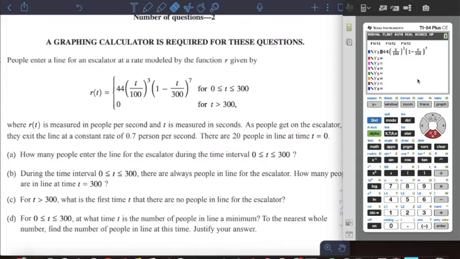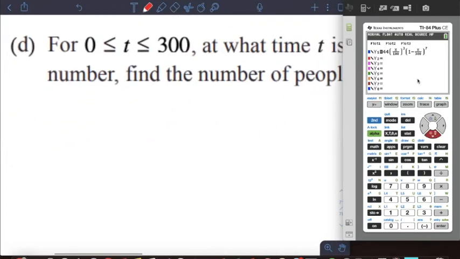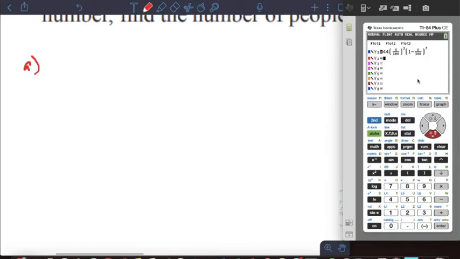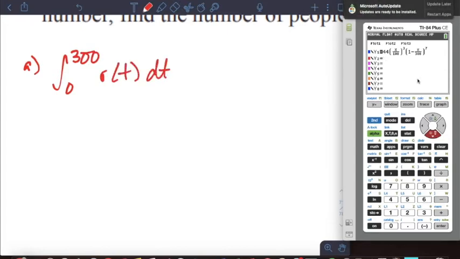How many people enter the line for the escalator during the time interval 0 to 300? People enter the line based on the equation of r of t. It says people enter a line for an escalator modeled by the function r. So for part A, we're just going to take the integral from 0 to 300 of r of t dt. This will represent the total accumulation of people entering the line from 0 to 300.